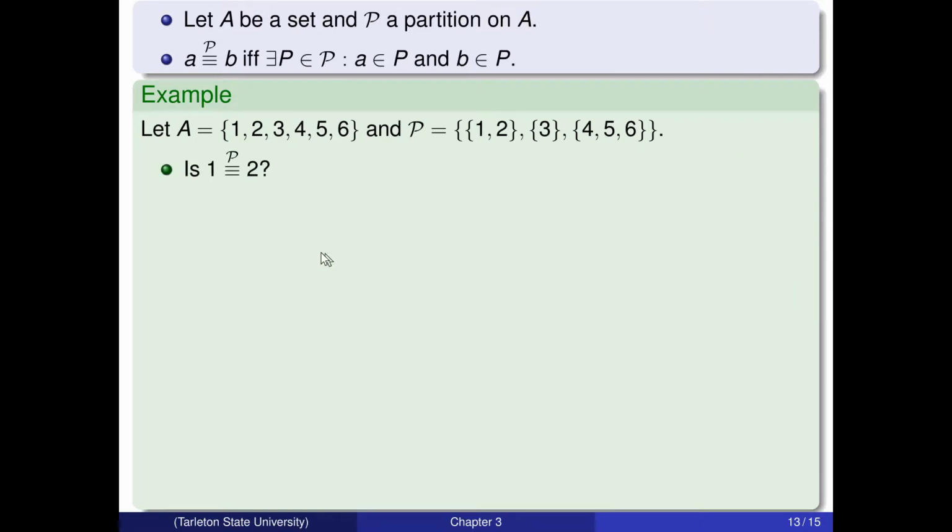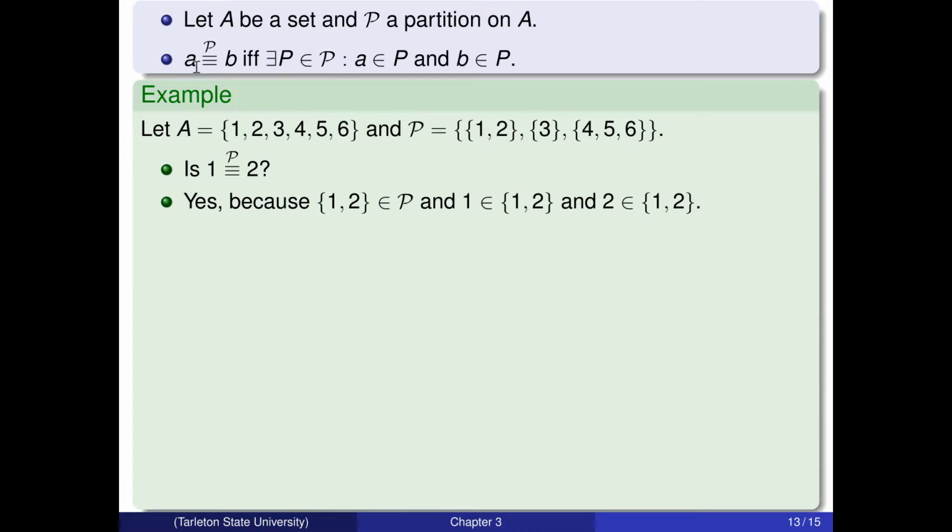So one question we might ask is, is 1 related to 2? This definition is telling us that 1 is related to 2 if we can find a P in the partition where a is in P and b is in P. So this P is one of the sets that's inside of the partition. So if we can find one of the sets in the partition where 1 and 2 are both in there, then 1 is related to 2. And of course, that set exists. It's this set. So the answer to this question is yes, 1 is related to 2 because the set {1, 2} is an element of the partition, 1 is in that set, and 2 is in that set. So this is how this definition works.